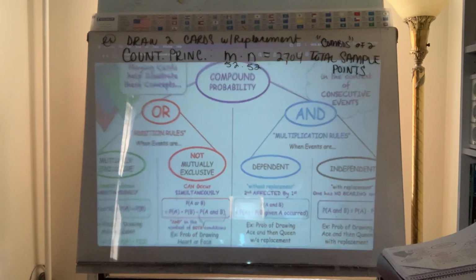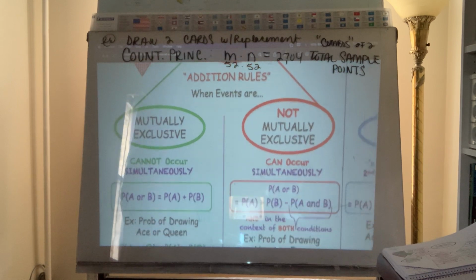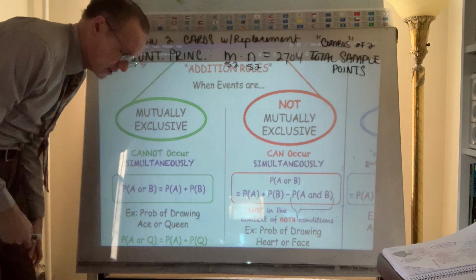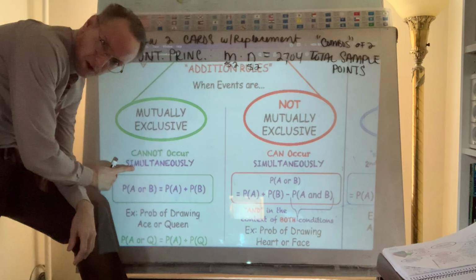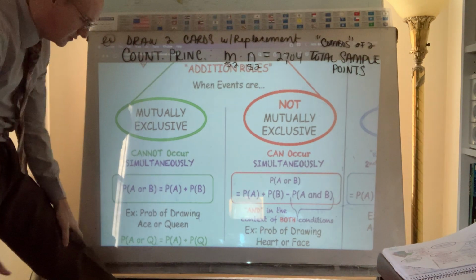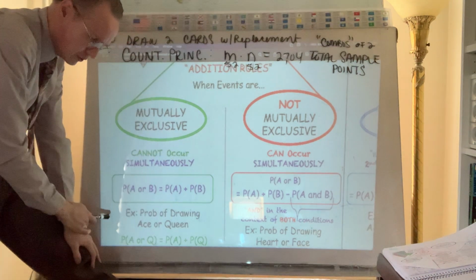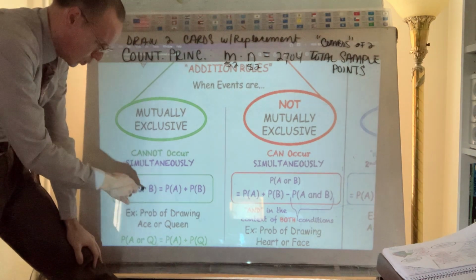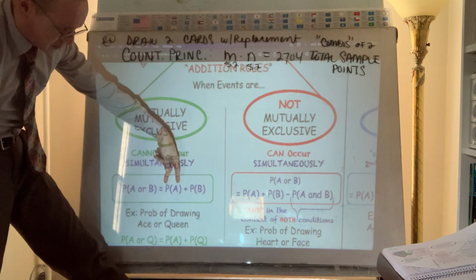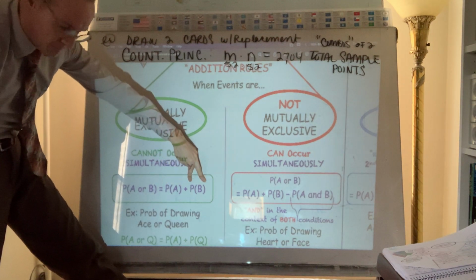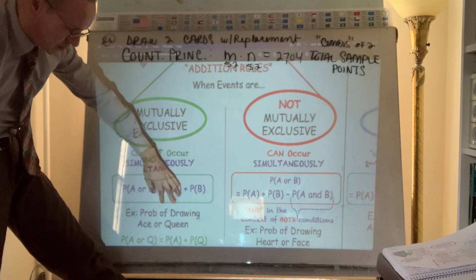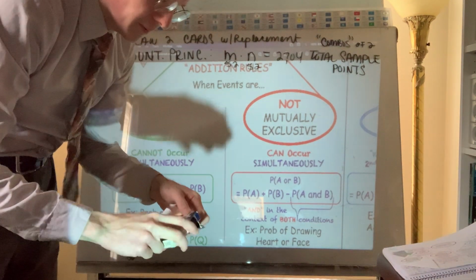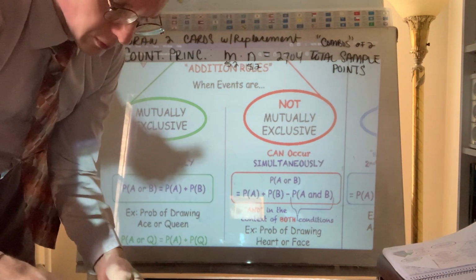Let me zoom in just a bit here. We'll keep our focus over here, the addition rules. What does it mean to be mutually exclusive? It means that two events cannot occur simultaneously. In that case, here is the incarnation of the probability formula that you want to employ. You might write it as the probability of event A or B is equal to the probability of A plus the probability of B. An example of that would be the probability of drawing an ace or a queen out of a deck of cards. Not to belabor the point, but I'll take these out again just for visual aid.